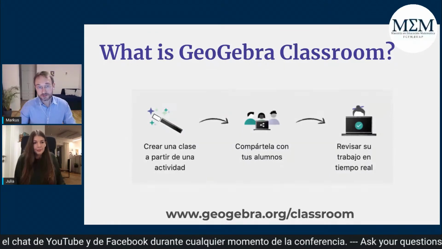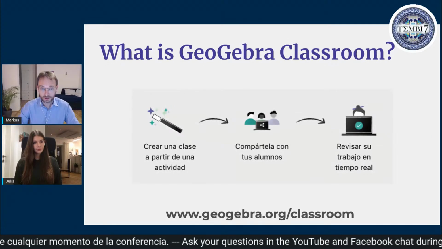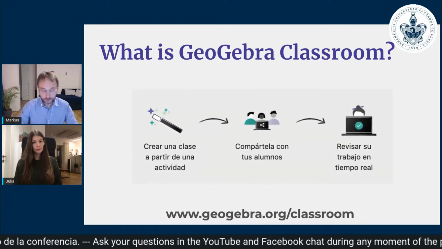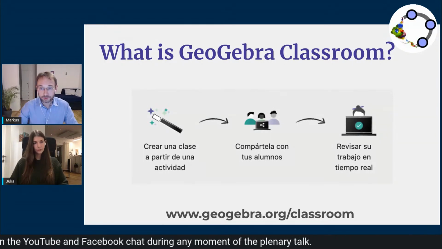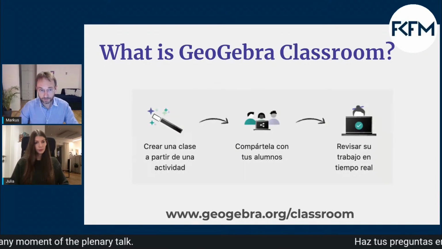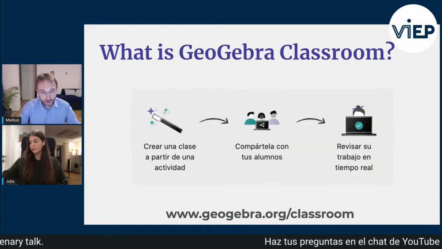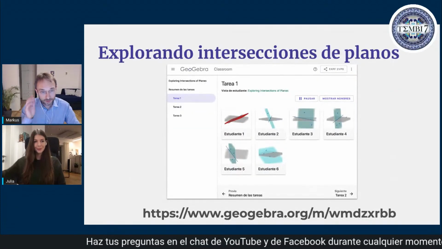And the idea really is that as a teacher, you can see in real time what the students are doing. So this way you have the opportunity to see where students are struggling, if students need your help, and then you can get in touch with them. Okay, Julia, so I think the next step would already be to start showing classes.